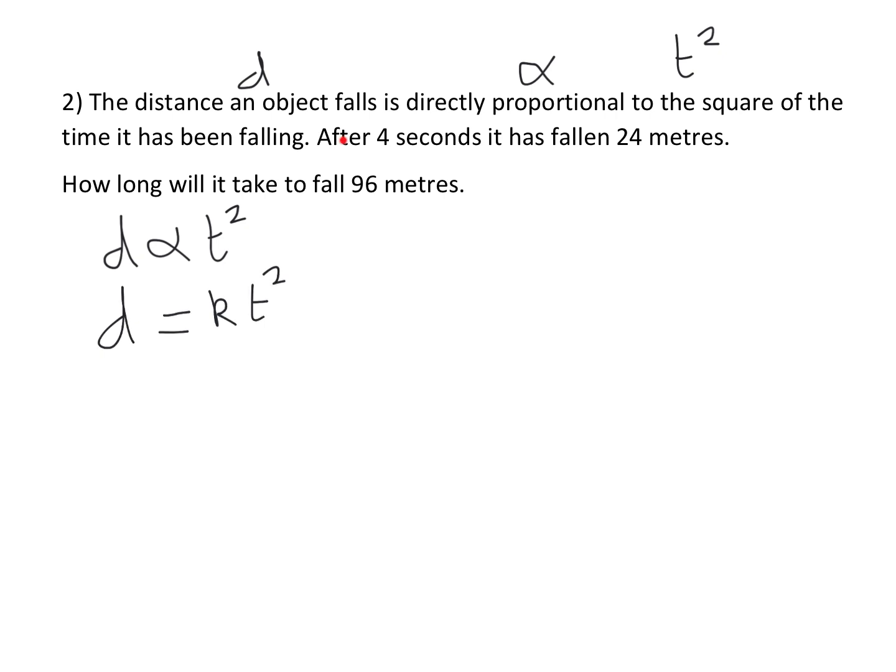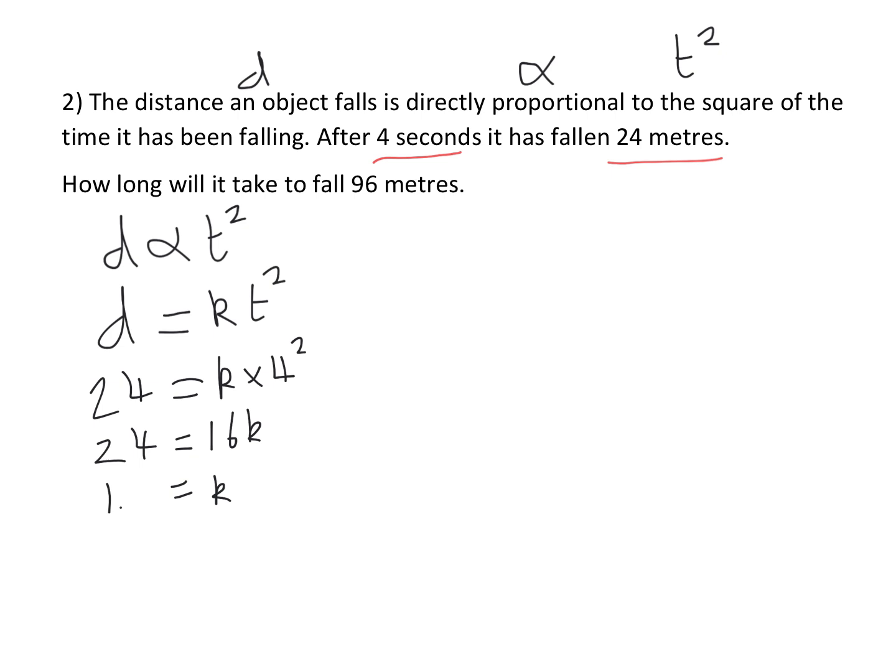We're then told that after 4 seconds, it's fallen 24 meters. So that will get us a value of k, so we have an equation. 4 is the time and 24 is the distance. 24 equals k multiplied by 4 squared, or 24 equals 16k. So that's 24 over 16, which would be 12 over 8, which is 6 over 4, which is 3 over 2, which is 1.5. Or just put it in the calculator.